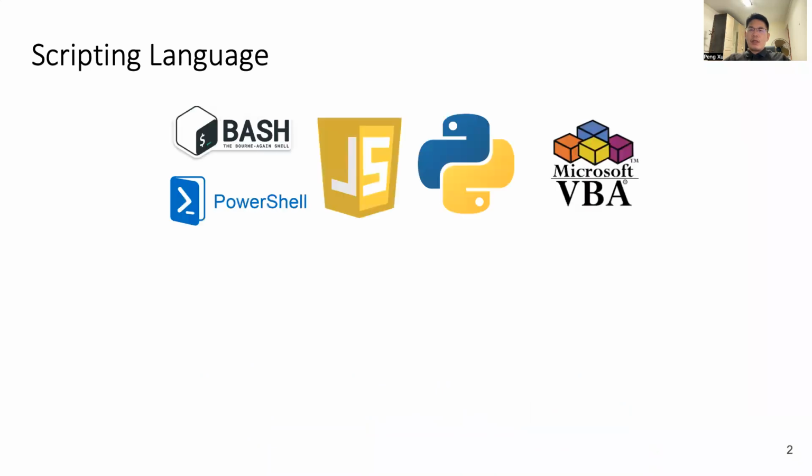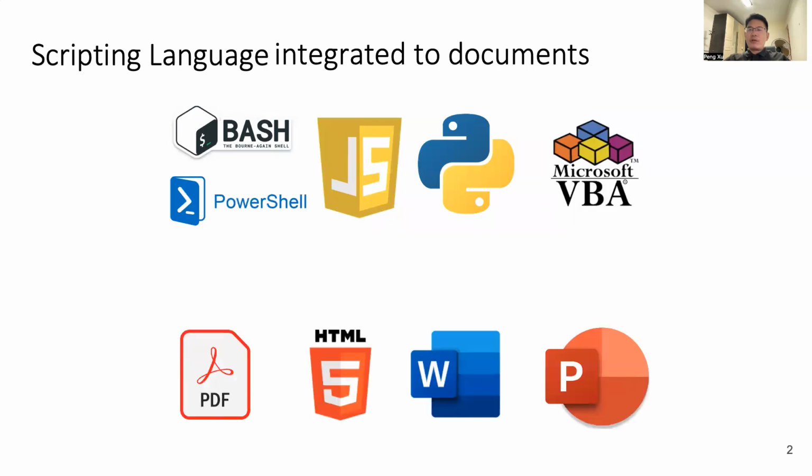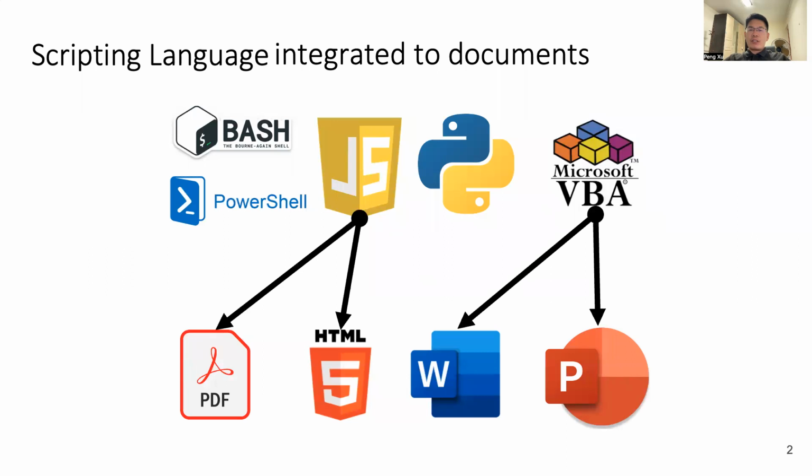As we all know, scripting languages are widely used and powerful. They're easy to learn and develop. Nowadays, scripting languages are integrated into document processing programs. For example, JavaScript code is integrated into PDF and HTML. VBA code is integrated into Office documents. In these programs, embedded script code is usually used to manipulate the content elements of a document.